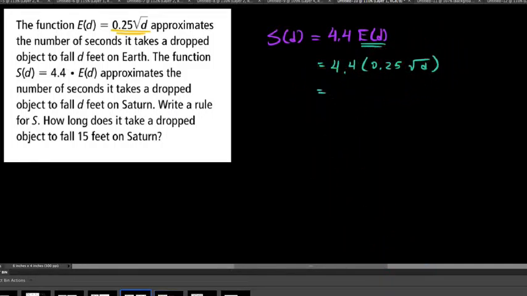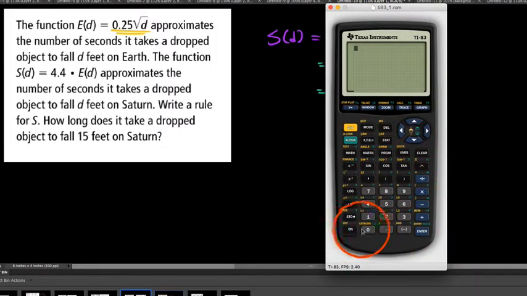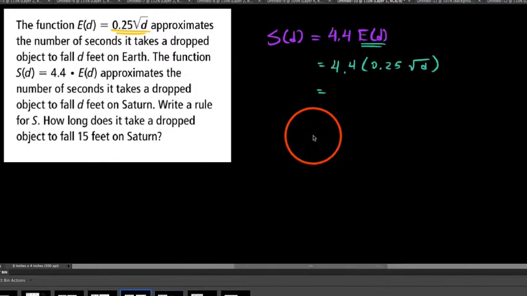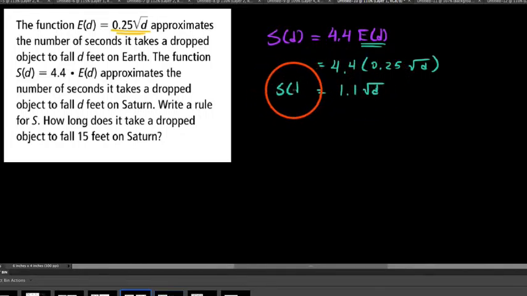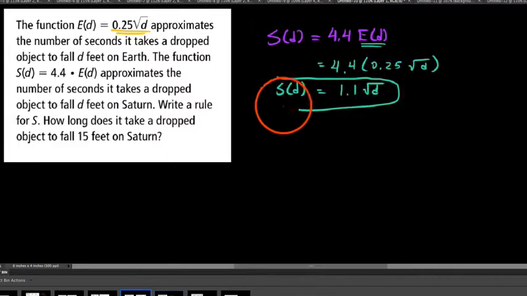And I'm going to grab a calculator here. We say 4.4 times 1/4. I think that's got to be 1.1. So we say 1.1 times the square root of d. And we're going to write what this is. This is Saturn's model.